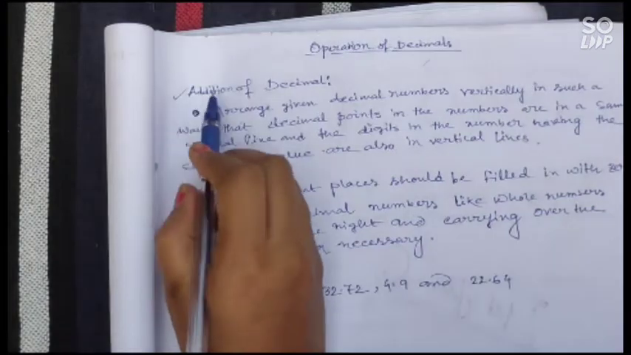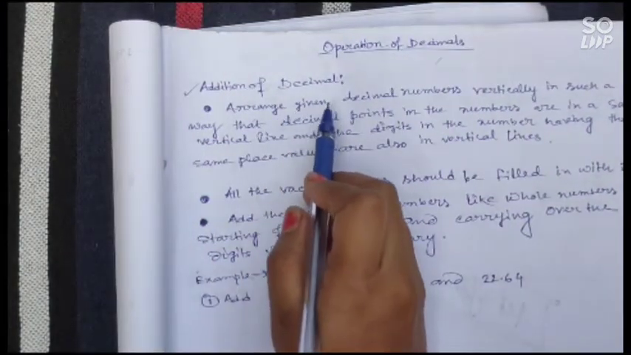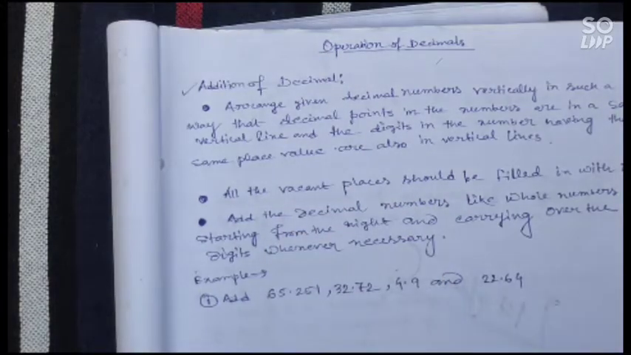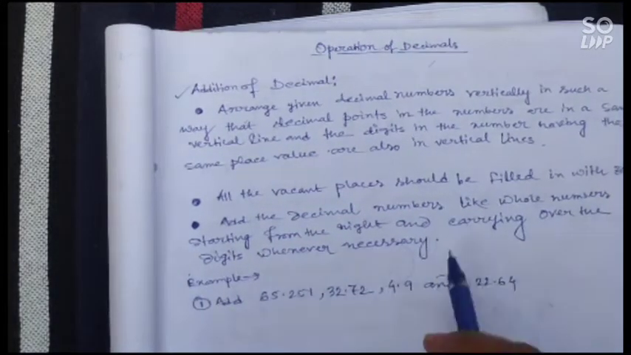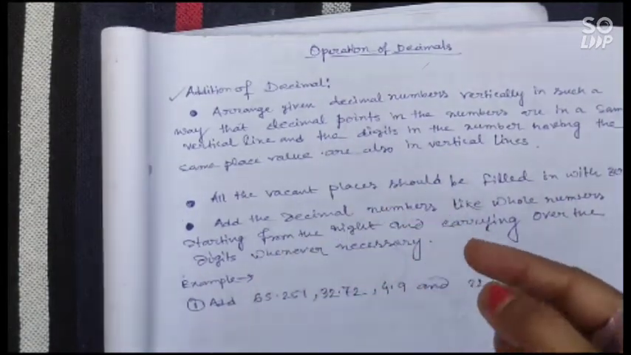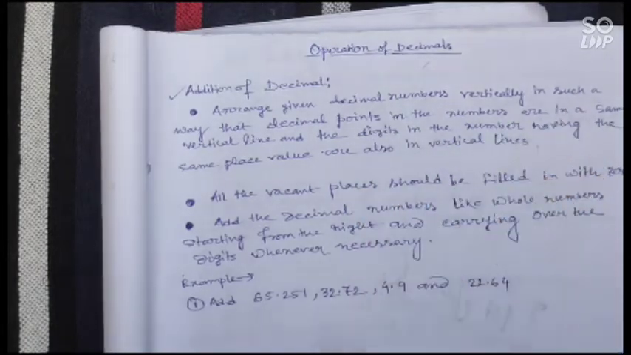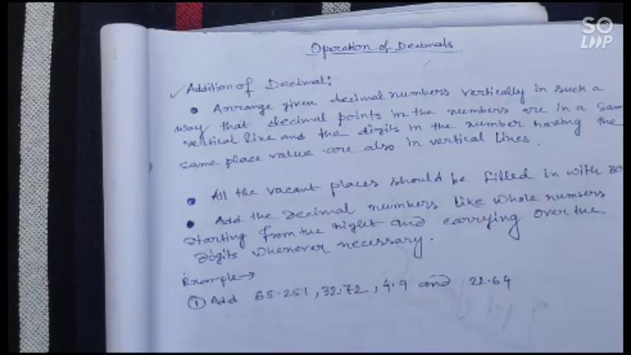What you need to do for adding the decimal numbers? First of all, you arrange the given decimal numbers vertically. You have to arrange the given decimal numbers vertically in such a way that decimal points in the numbers are in the same vertical line. So that means the decimal points of each given decimal number will be in the same vertical line.